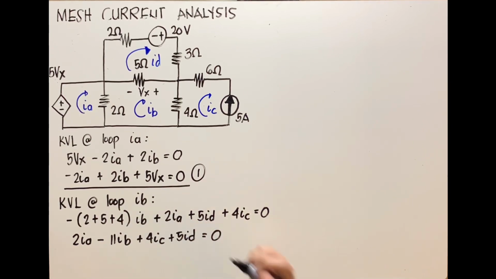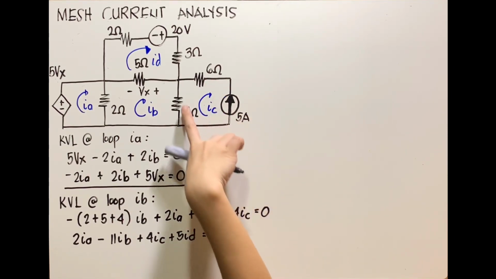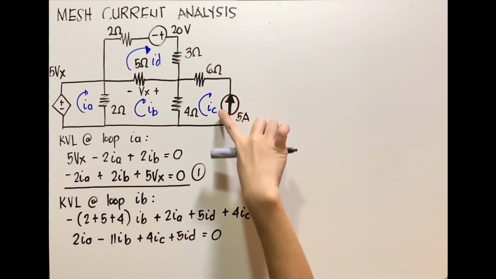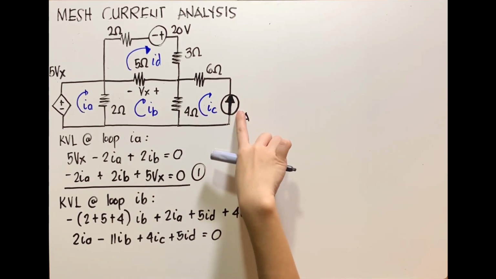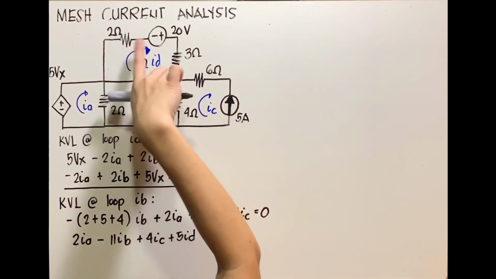Equate that to 0. Okay, I cannot do a KVL at loop IC because wala tayong way or means para makuha ang voltage drop ng current source. So, we're going to leave this for the KVL. Instead, we'll do KVL at ID.